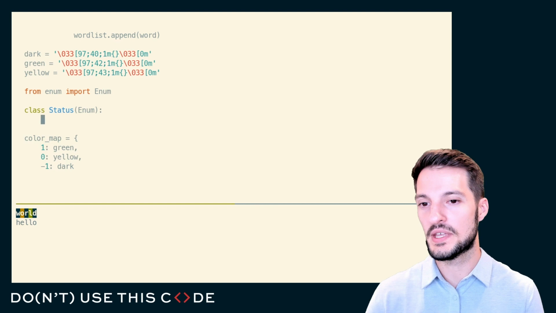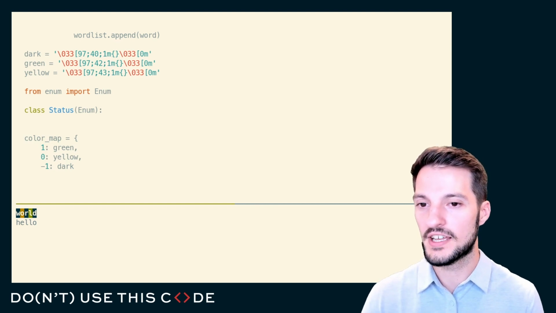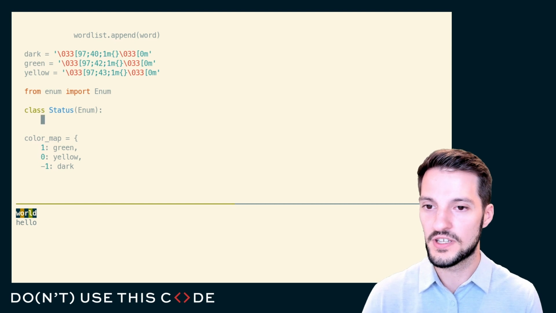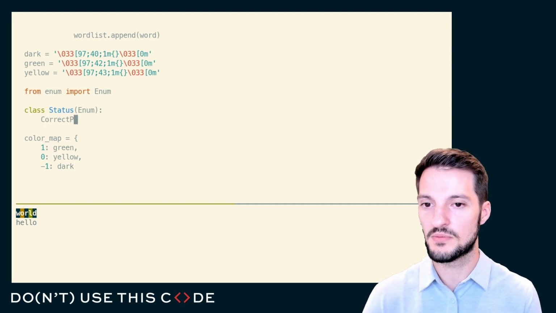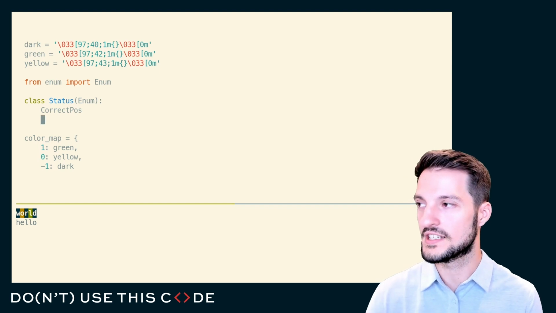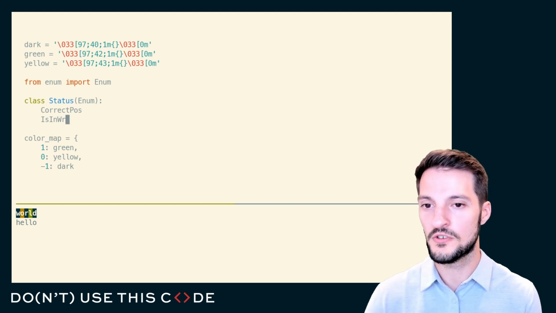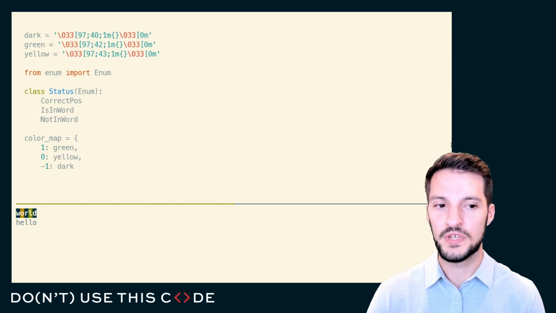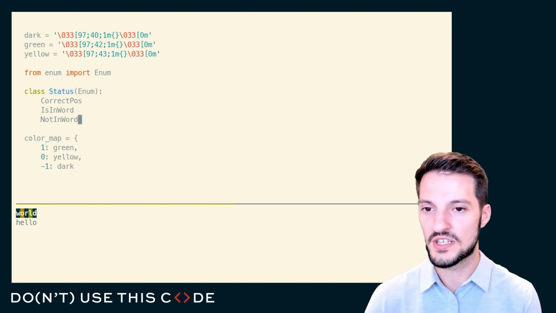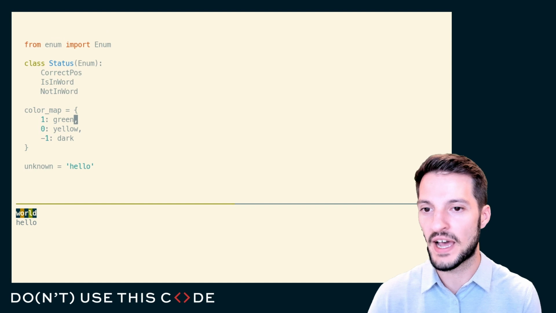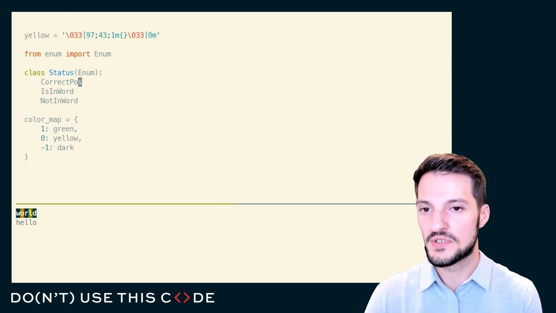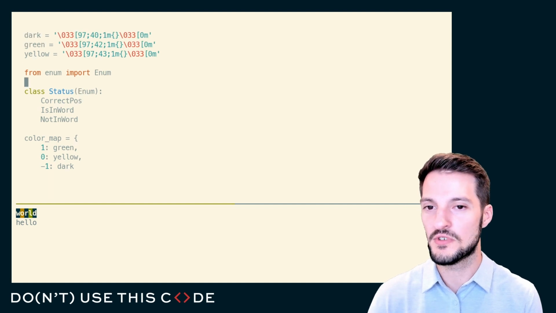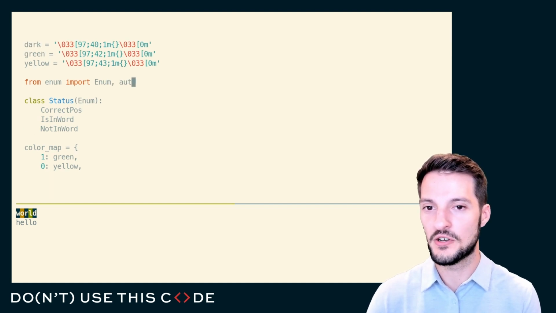But instead of using things like 1, 0, and -1, I could write: the letter is in the correct position, or the letter is in the word, or the letter is not in the word. And so what we get here is a little bit more semantic meaning behind what these values could be. If I were to assign these values, the 1, -1, 0 really doesn't matter at this point. So I can use auto from enum to assign automatic incremental values into my new class here.